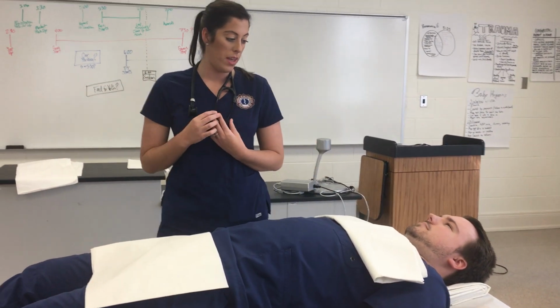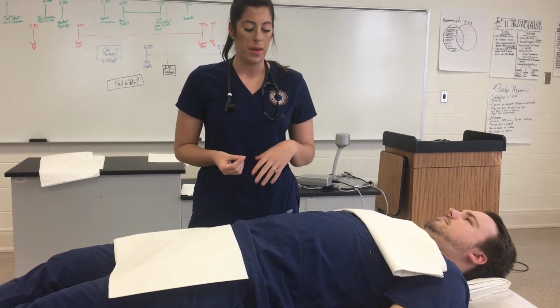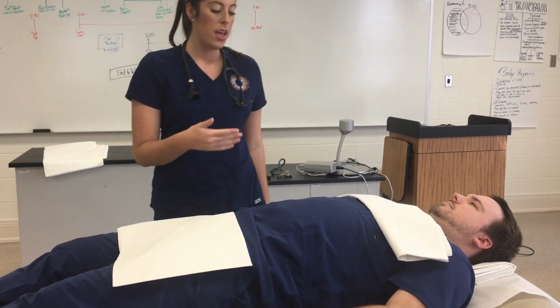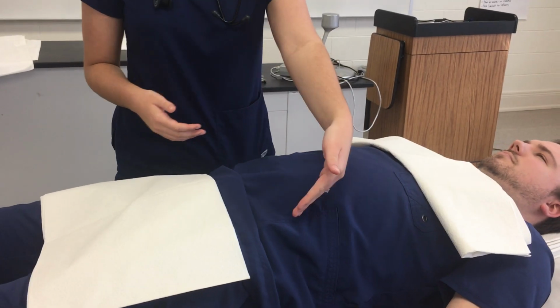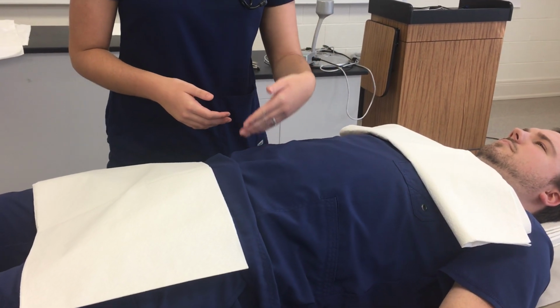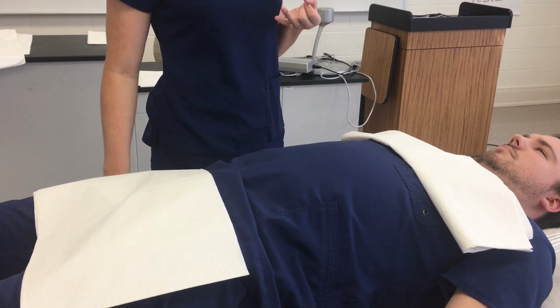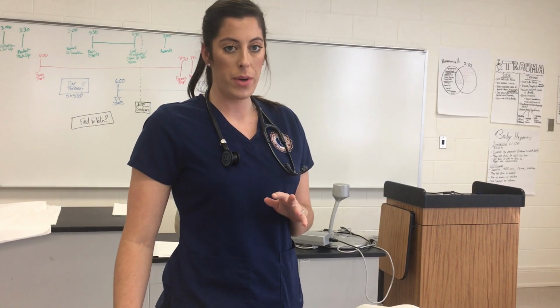So we're going to start off with inspection. So first, normally he would have a shirt off, but first we're going to inspect just 4 quadrants. So you have your right upper quadrant, left upper quadrant, left lower quadrant, and right lower quadrant. Then we would inspect the skin. We would look for any scars, striations, any dilated veins, any bruising or rashes present.